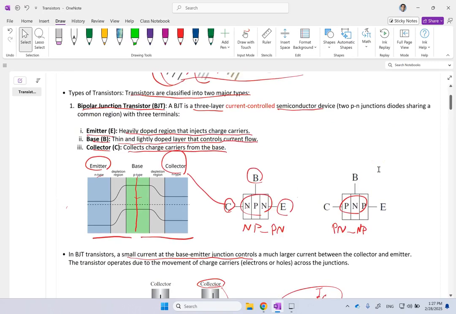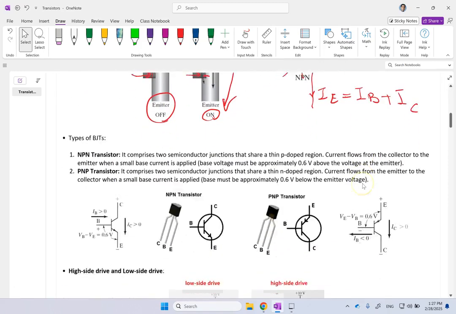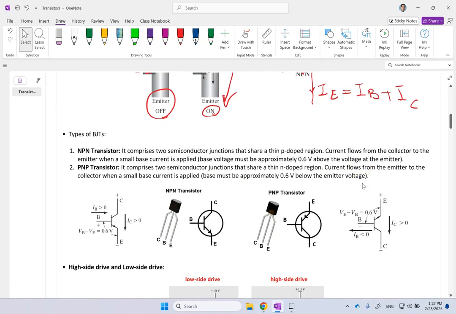Okay, so this is an NPN transistor, where the current flows from collector to emitter, and then we'll see the PNP is kind of the opposite of that. So let's talk about it right now, since I mentioned it. So these BJTs, there are two major types, NPN and PNP.